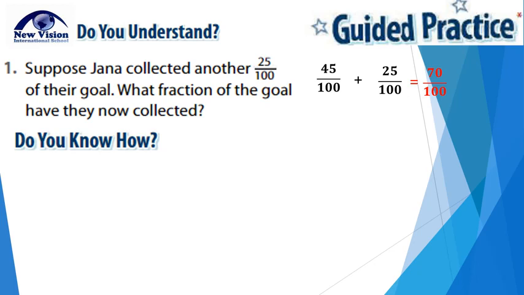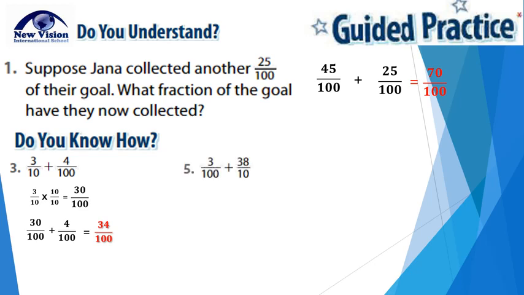Do you know how? Number 3. 3 over 10 plus 4 over 100. We cannot add it directly. So we need to find the equivalent fraction of 3 over 10. We multiply it by 10 over 10. So 3 over 10 times 10 over 10 is equal to 30 over 100. Very good. Now let's add 30 over 100 plus 4 over 100 is equal to, great job, 34 over 100.